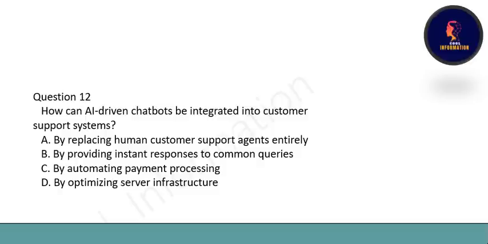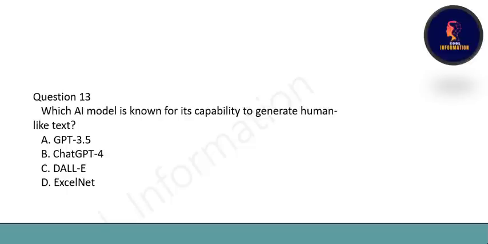Next question is, how can AI driven chatbot be integrated into customer support system? Also, this is an application based question, and mostly application based questions will be asked from unit number 5 and 6 also. You need to analyze all the options, and from the given set of options, option B will be correct, by providing instant response to common queries. Next question, which AI model is known for its capability to generate human-like text? So we use GPT 3.5 for that.